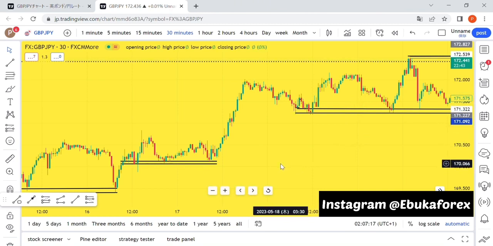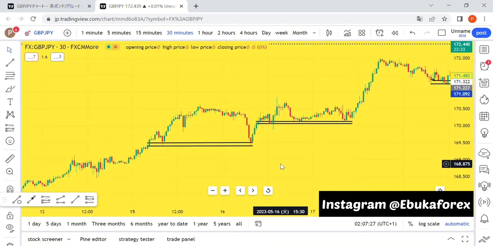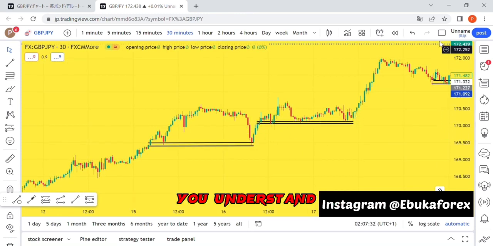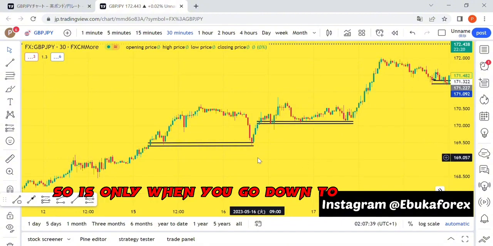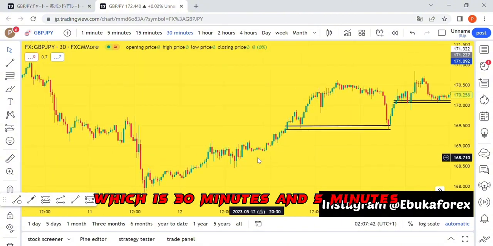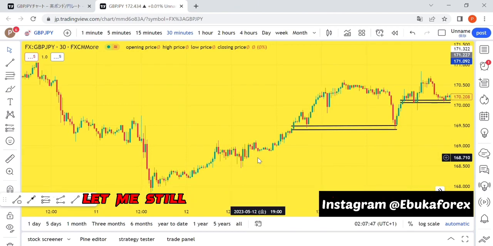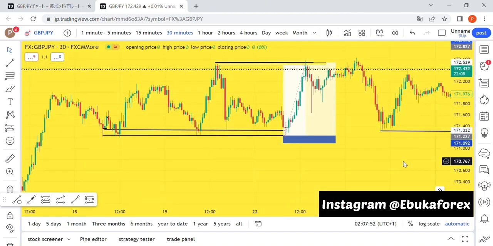So when you look at the four-hour chart, you can see all these things here. You can see the key levels in the markets. So it's very, very clear. You understand? But by just looking at it here, it will be very, very confusing. So it's only when you go down to the lower time frames, which are 30 minutes and 5 minutes, that you'll be able to see all those things clearly. You understand? Let me still show you more examples so it will be more clear to you.